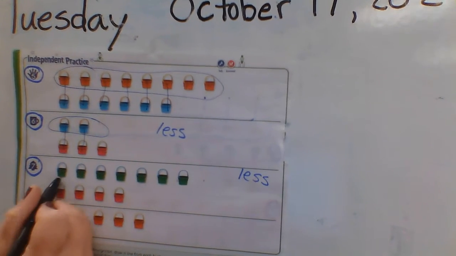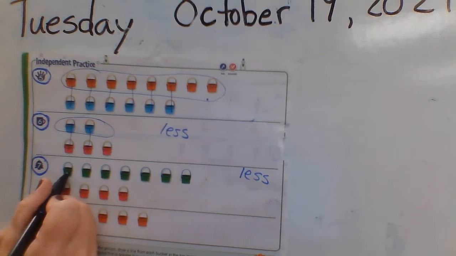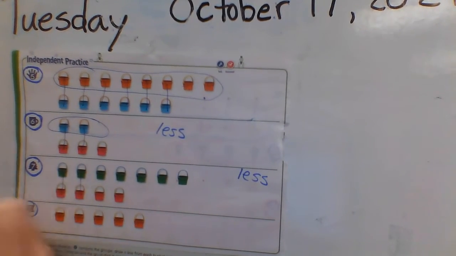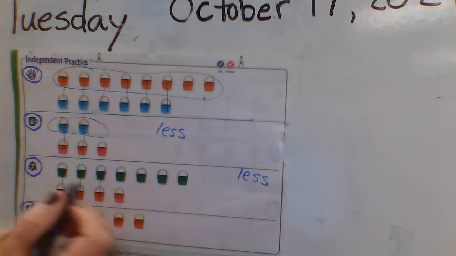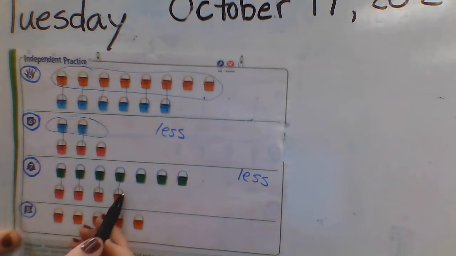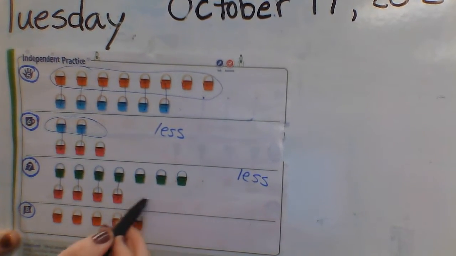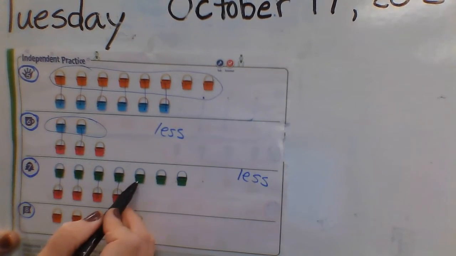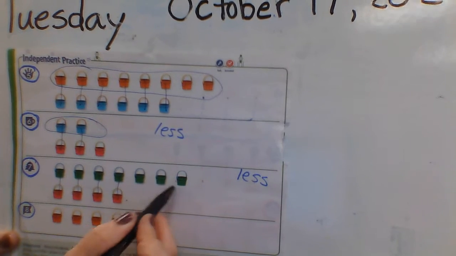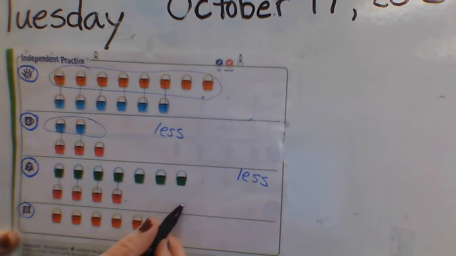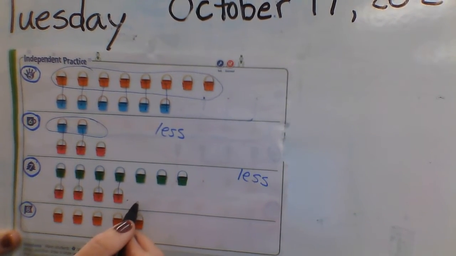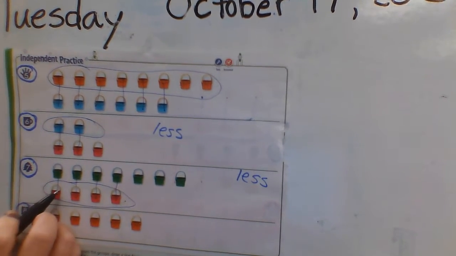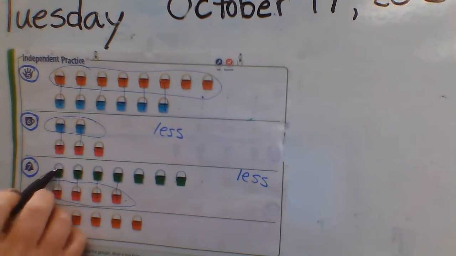fewer. So I'm going to partner them up, pair up one green with one red, one green with one red, one green with one red, one green with one red. Uh-oh, I ran out of red. I have no more red left. Wow, I've got 3 extra greens on the top that don't get partners because we ran out on the bottom. So that tells my brain that the red group is less or fewer than the green group.